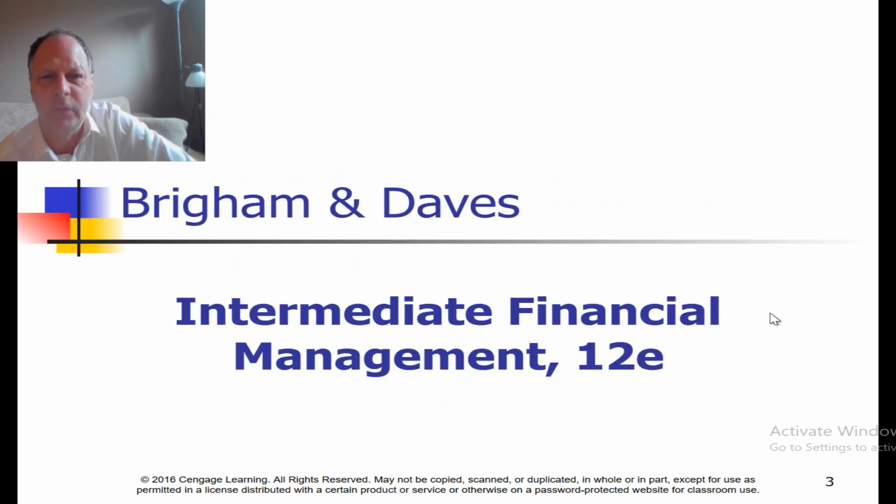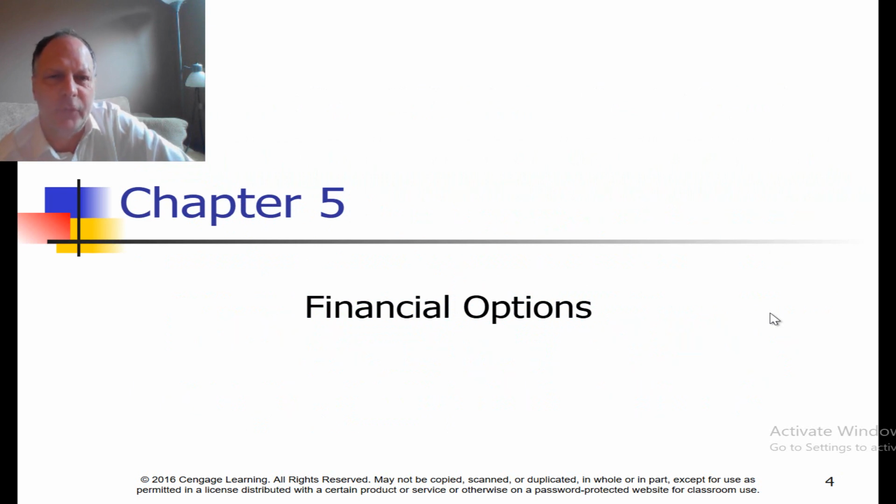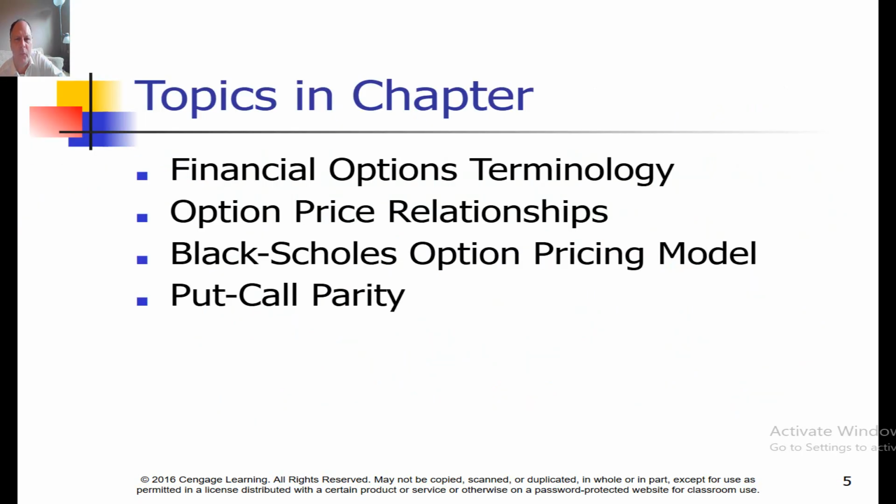For this class, we use the excellent text from Brigham and Davis, Intermediate Financial Management. In this chapter, Chapter 5, we will study financial options. We will cover topics like financial options terminology, option pricing relationships like the Black-Scholes option pricing model and the Binomial option pricing model, and we will also look at a relationship known as put-call parity.